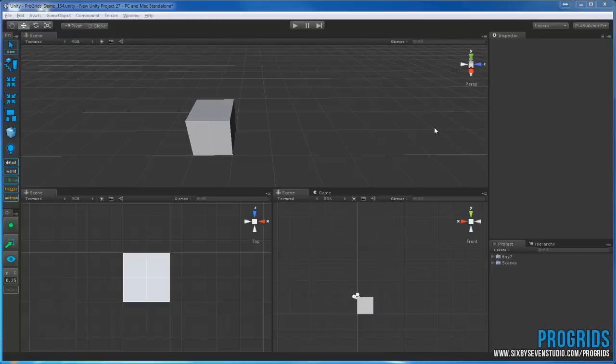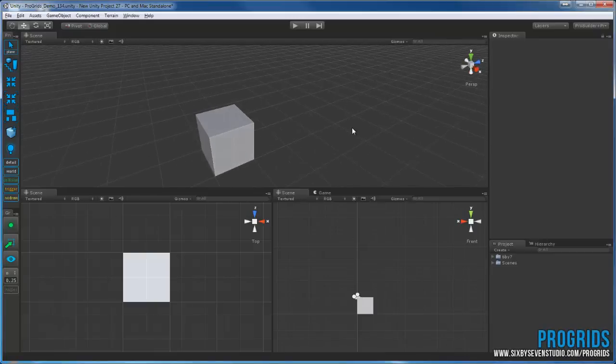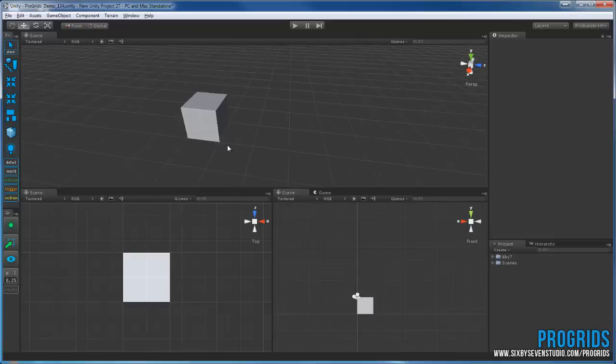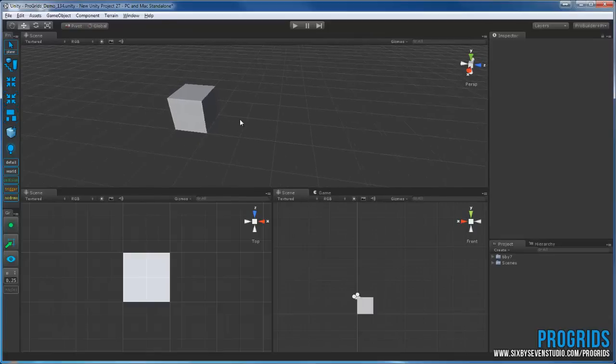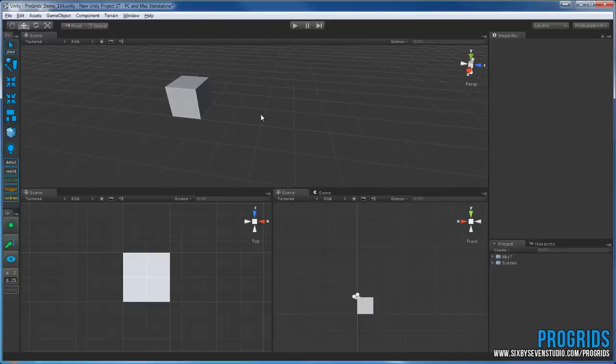Hi everyone, this is just a quick look at the ProGrids update that includes the angles toggle. So now when you're working on something, you no longer have to do all that guesswork and tedious manipulation to try and figure out where the 45 degree angles are and such.